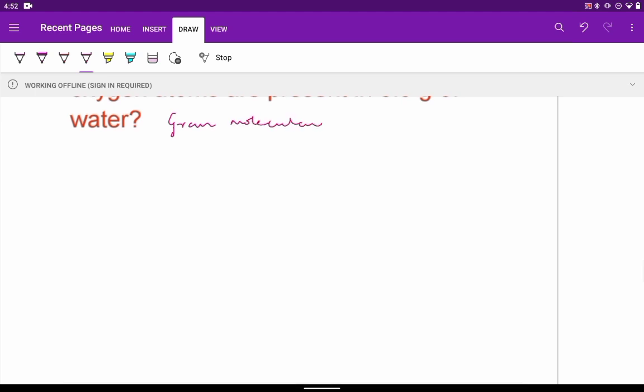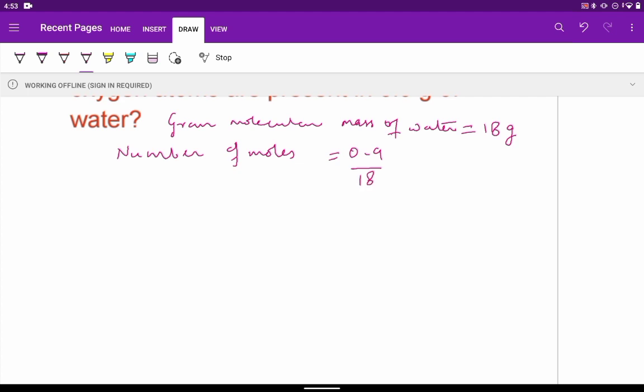Gram molecular mass of water, 18 grams. Number of moles in 0.9 gram of water: given mass is 0.9. So number of moles will be given mass 0.9 divided by gram molecular mass 18. So it will be 0.05.